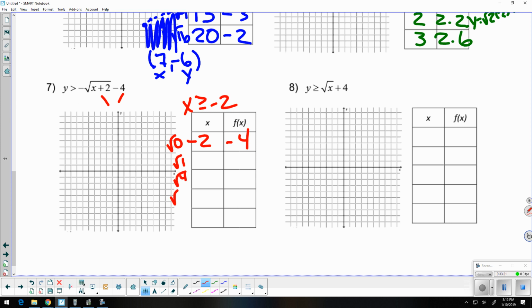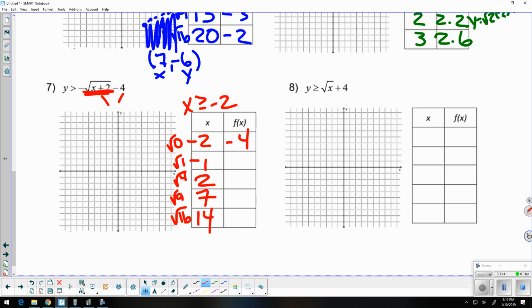I'll just write them next to the side so I can see them. Okay, so to make this into a 1, x would have to be negative 1. To get a 4 underneath the square root, again, just the square root, ignore the negative out front, x has to be 2. To get a 9, this would have to be 7, and this would have to be 14.